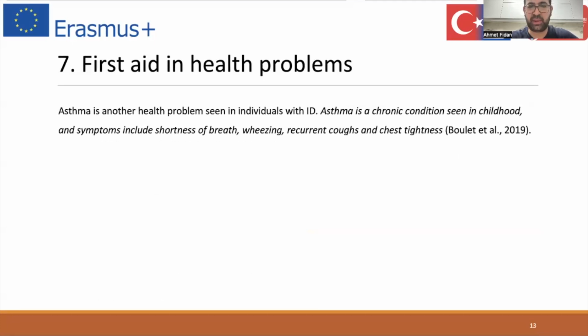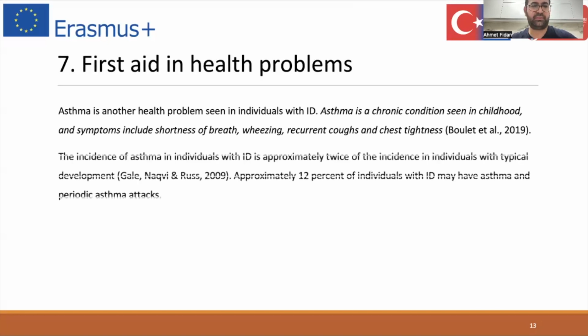Asthma is another health problem seen in individuals with intellectual disabilities. Asthma is a chronic condition seen in childhood, and symptoms include shortness of breath, wheezing, recurrent colds, and chest tightness. The incidence of asthma in individuals with intellectual disabilities is approximately twice the incidence in individuals with typical development. Approximately 12% of individuals with high intellectual disabilities may have asthma and periodic asthma attacks.